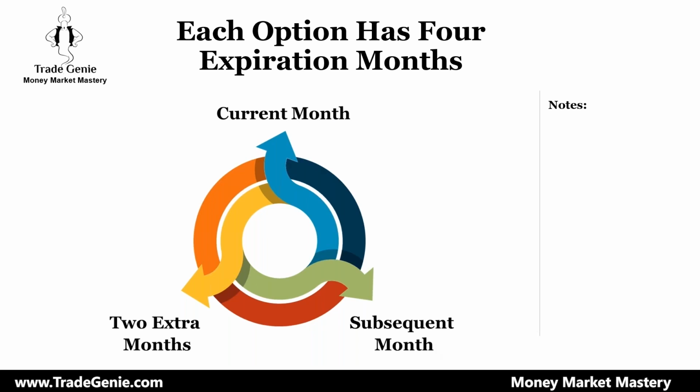So an option always has a current month, which is August, and then the subsequent month, which is September. And then there are 2 months attached to the option. These 2 extra months are assigned based on the cycle to which this stock is attached or assigned.